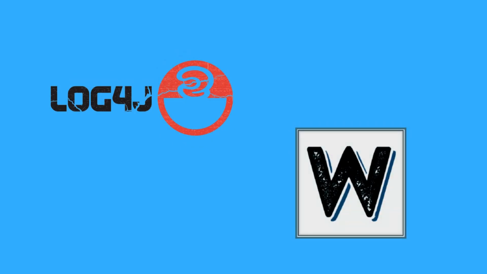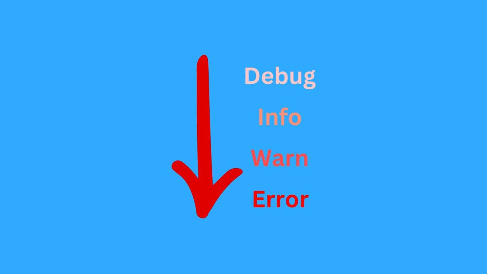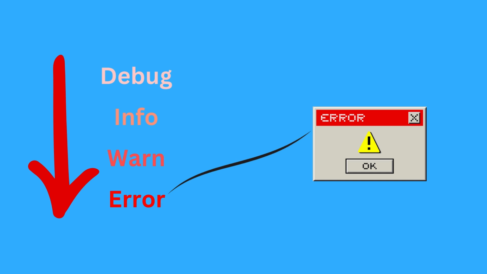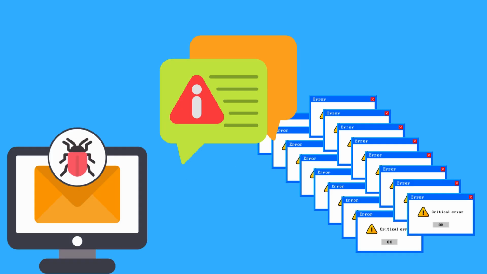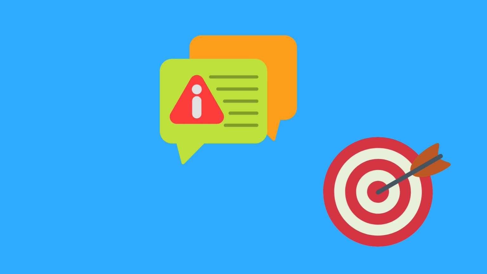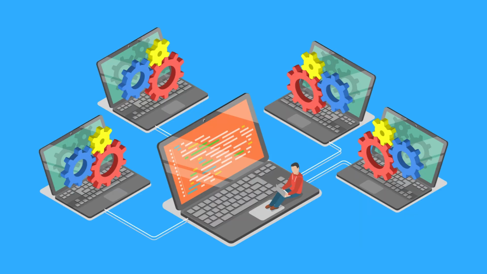Using log levels is another best practice. Most logging libraries such as Log4j or Winston offer different log levels like debug, info, warn, and error. By assigning the appropriate level to each log message, you can control the granularity of your logs. For example, in a development environment, you might want to log everything, including debug messages, but in production, you will likely want to limit logging to warn and error levels to reduce noise and focus on critical issues.